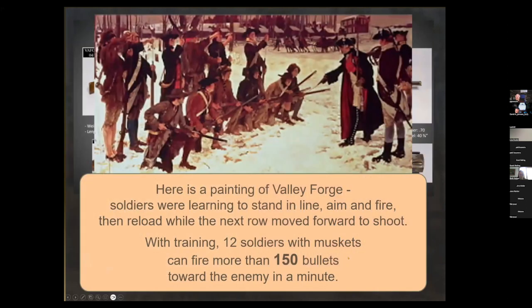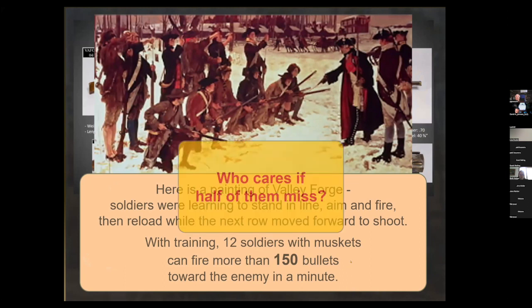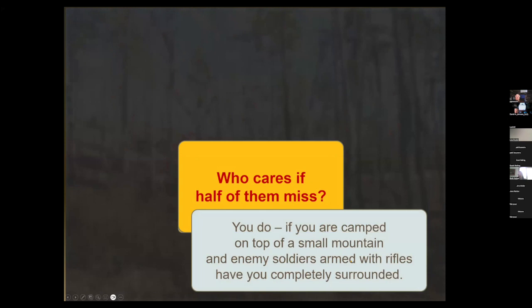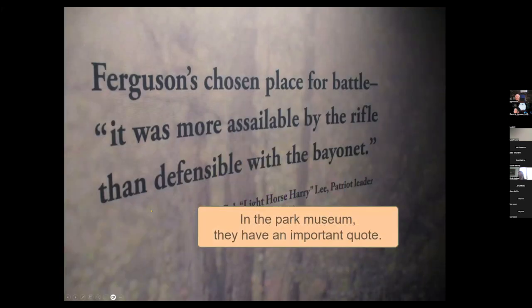So 12 soldiers with muskets can fire a whole lot of bullets toward the enemy in a minute. Who cares if half of them miss? You do, if you're camped on the top of a small mountain and your enemy is a bunch of backwoods hunters who have accurate rifles and have you completely surrounded. And that's what made Kings Mountain so interesting.